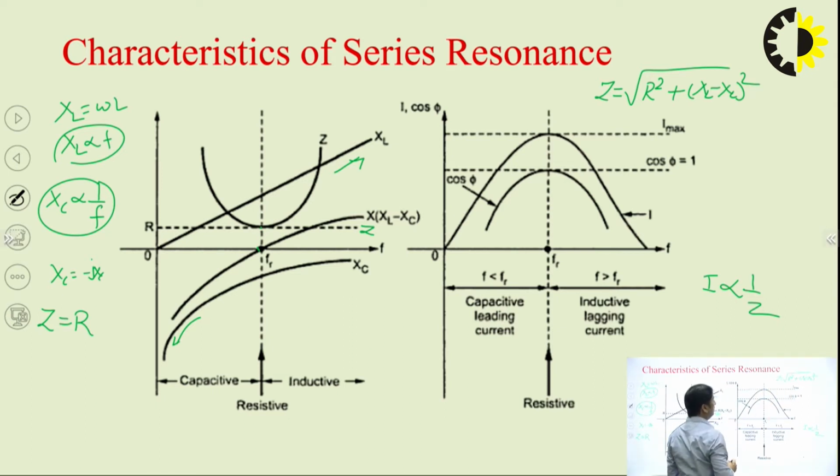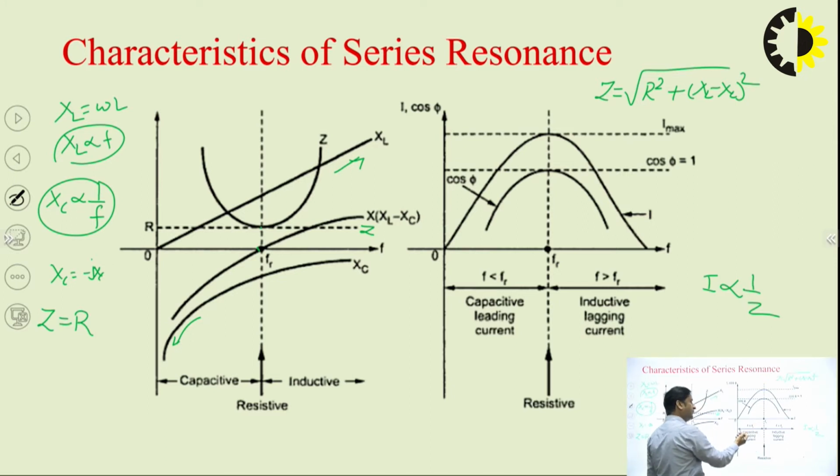Okay. Similarly, the power factor shape will be the same, and the power factor is maximum at the resonance frequency. At this point it is 1, and the current is maximum at this point. We call it the maximum value of current. So from this diagram or this expression, at resonance frequency the circuit is resistive.